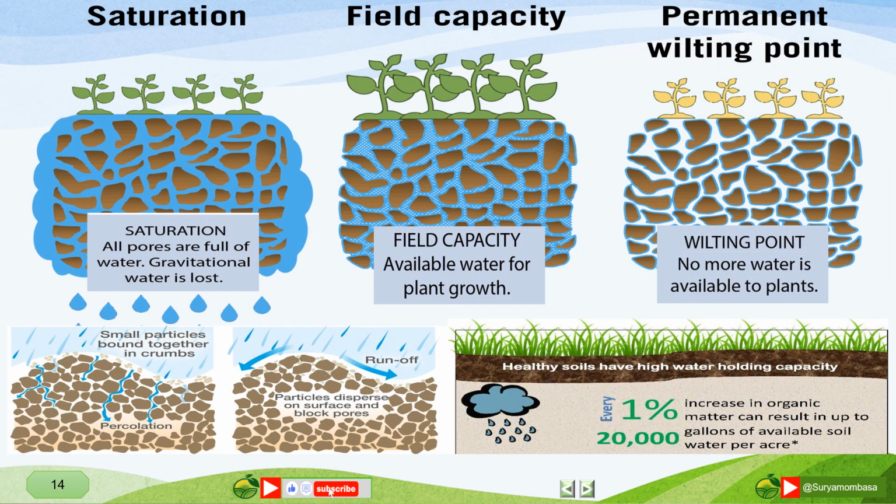Saturation refers to a soil's water content when practically all pore spaces are filled with water. This is a temporary state for well-drained soils, as the excess water quickly drains out of the larger pores under the influence of gravity, to be replaced by air.